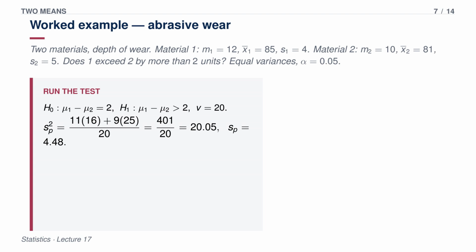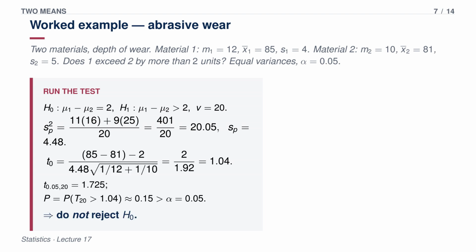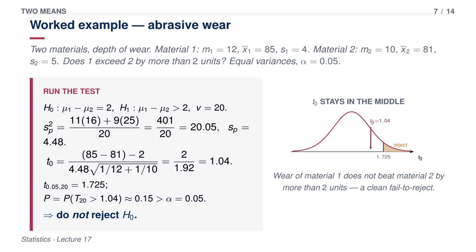Pool the spreads, 11 times 16 plus 9 times 25 over 20, 401 over 20, 20.05, so SP is 4.48. Now t-naught, the observed gap is 4. The null already grants 2, so the numerator is just 2. The denominator, 4.48 times root of 1/12 plus 1/10, 1.92, so t-naught is 1.04. The cutoff, t at 0.05 with 20 degrees of freedom, is 1.725, and 1.04 doesn't come close. The p-value is about 0.15.